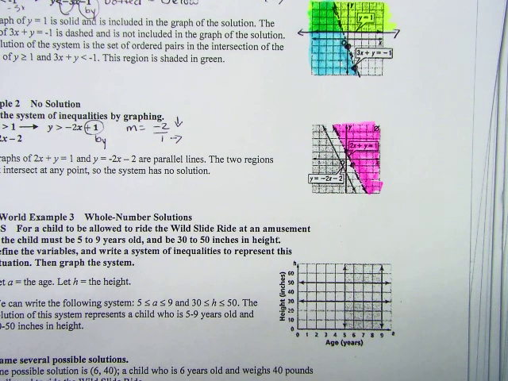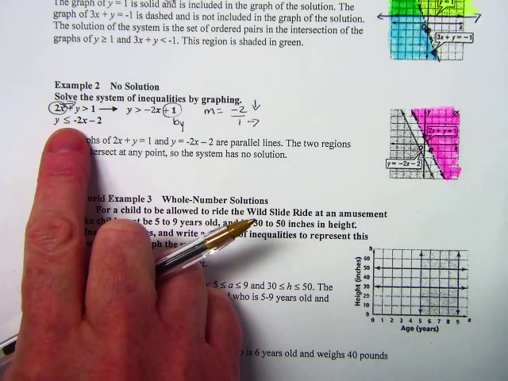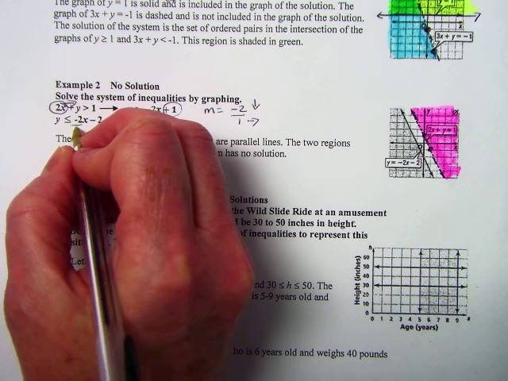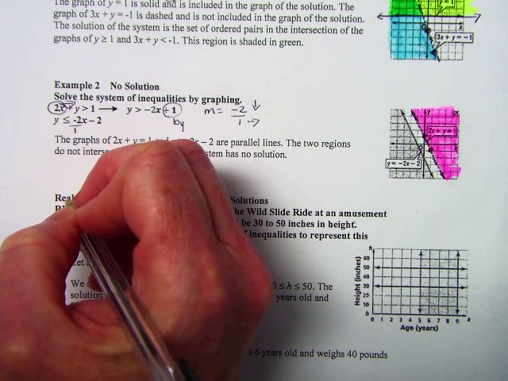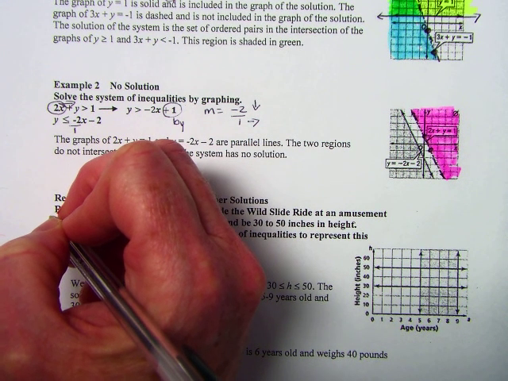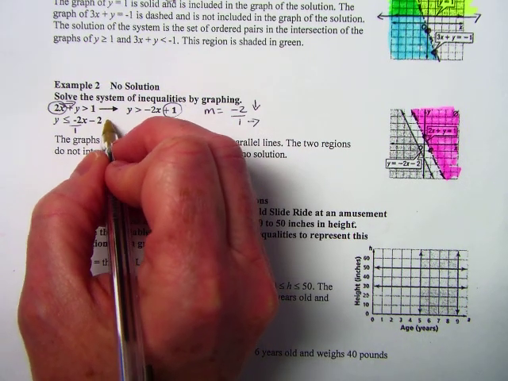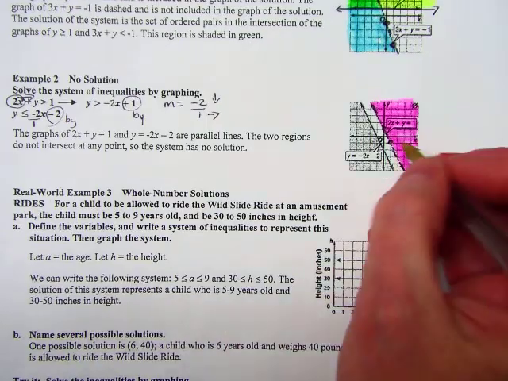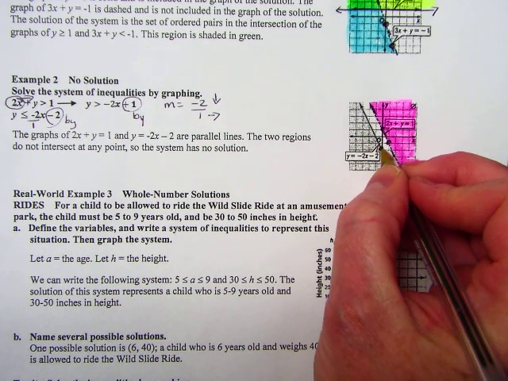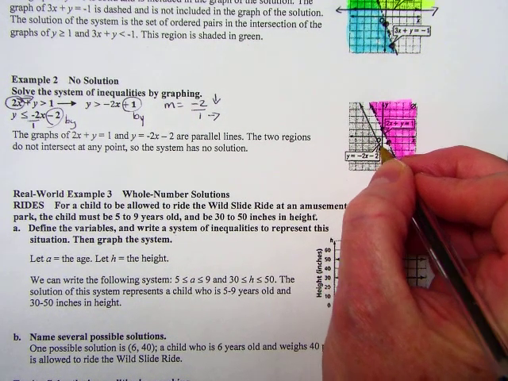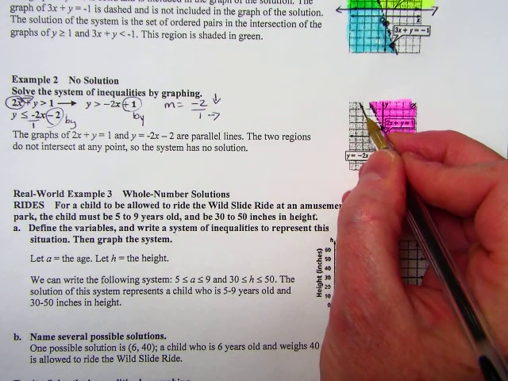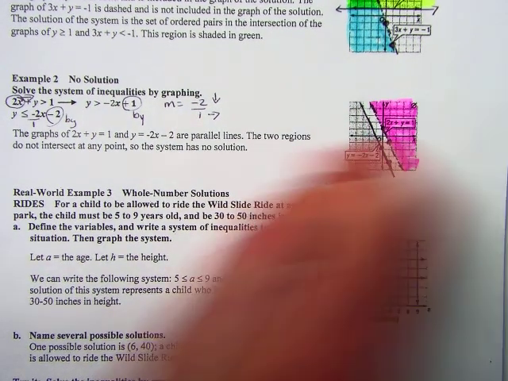When we graph the second line, we don't have to rearrange it, so that's nice. The slope is a -2 once again. So what do we know about that? They're going to be parallel, right? Okay, and my begin here point on the y is at -2. So I'm going to go where it's -2, put a dot. My slope is a -2, down 2 spaces and to the right 1. Once again, it's a solid line this time.